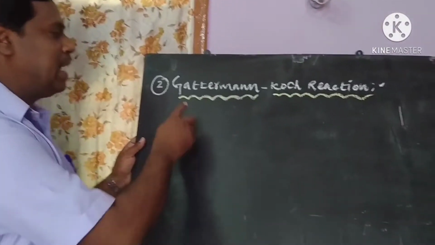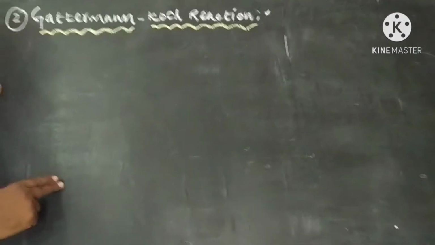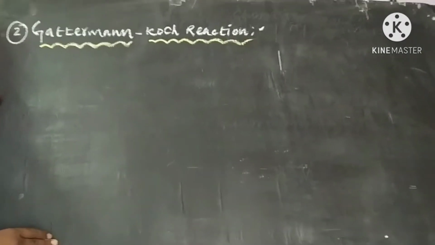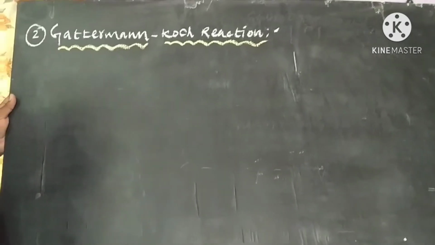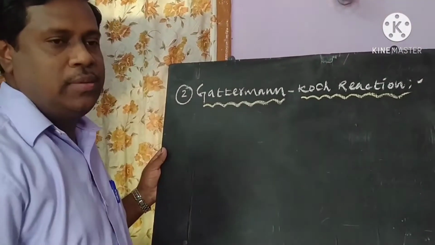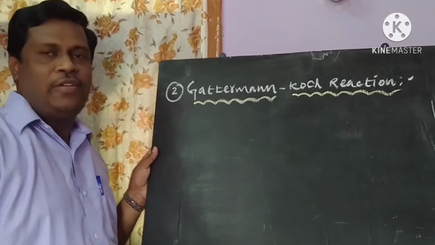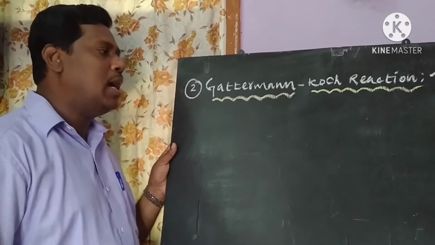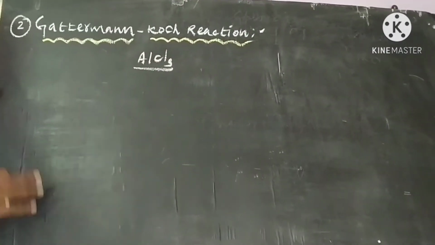The next topic is the Gattermann-Koch reaction. This reaction is a variant of the Friedel-Crafts acylation reaction. We already know the Friedel-Crafts reaction, which has two types, alkylation and acylation. The reagent is common, anhydrous aluminum chloride.